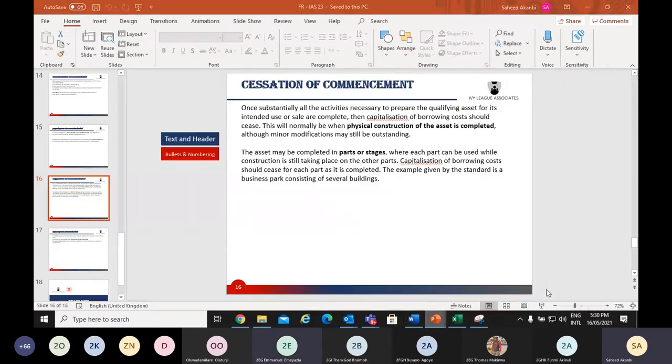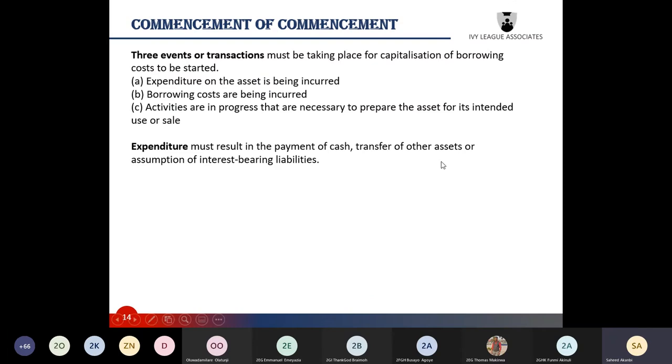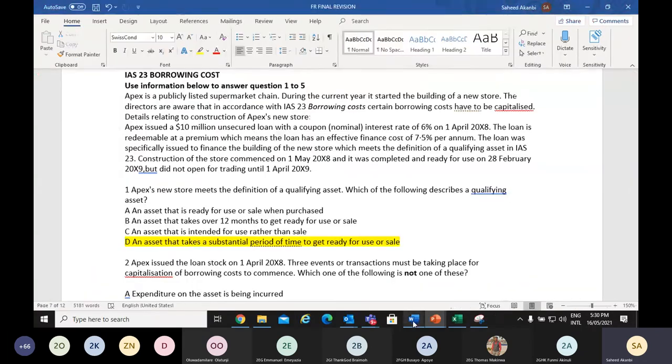When I showed you, it's when the funds were secured now. When I showed you commencement of capitalization, there was nothing like physical construction. I told you when expenditure on the asset has been incurred, when borrowing cost has been incurred, and when activity necessary has commenced. So let me now go back to the question.